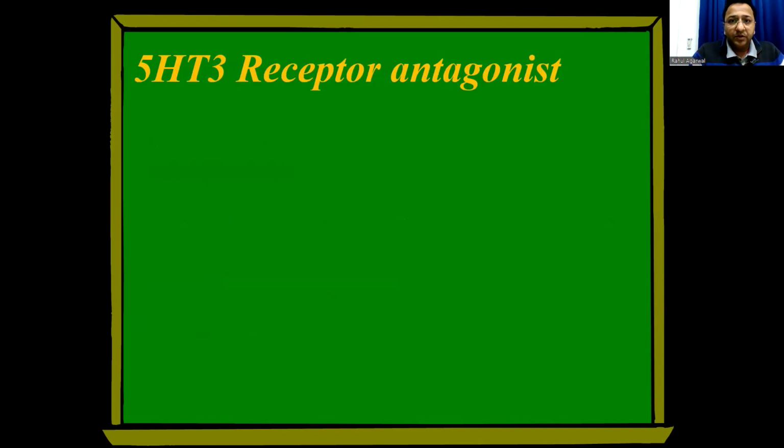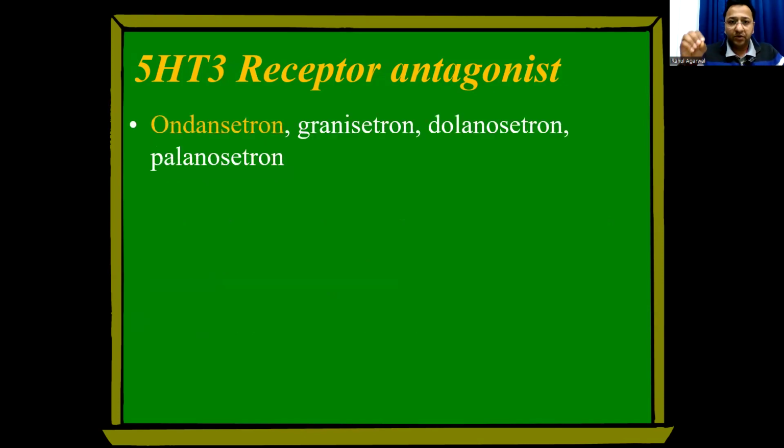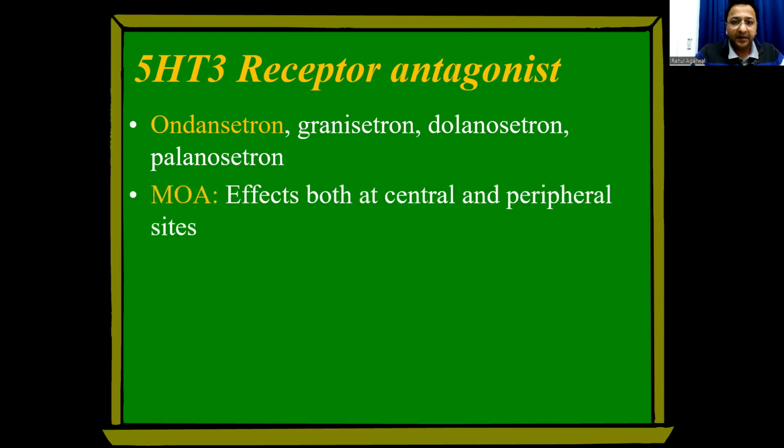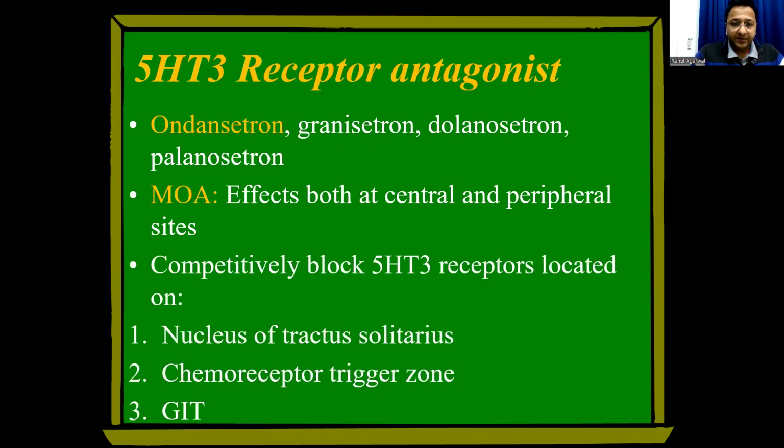Now, the 5-HT3 receptor antagonists. This is a very important drug class for antiemetics. Serotonin has different receptors, 5-HT1, 2, 3, 4, 5. Here I am talking about the 5-HT3 receptor antagonists. All the drugs ending with setron: ondansetron, granisetron, dolasetron. Ondansetron was the first drug which was approved, and after that granisetron and dolasetron came into the market. They affect both central and peripheral sites and competitively block the 5-HT3 receptors.